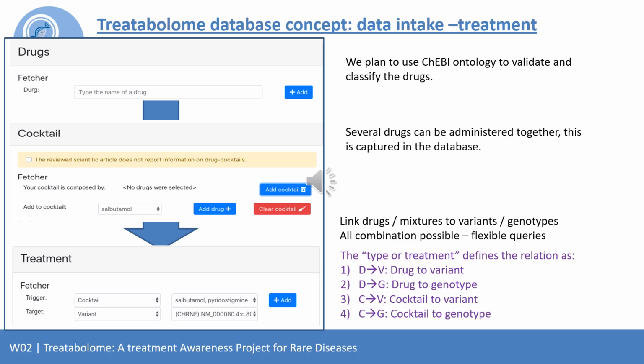The treatment is then defined as the combination of a drug or a cocktail and a variant or a genotype. We plan to use the ChEBI ontology to validate and classify the drugs. And if several drugs have been administered together, this is also captured in the database, enabling to generate different treatment combinations, such as a drug to variant, a drug to genotype, cocktail to variant, or cocktail to genotype.